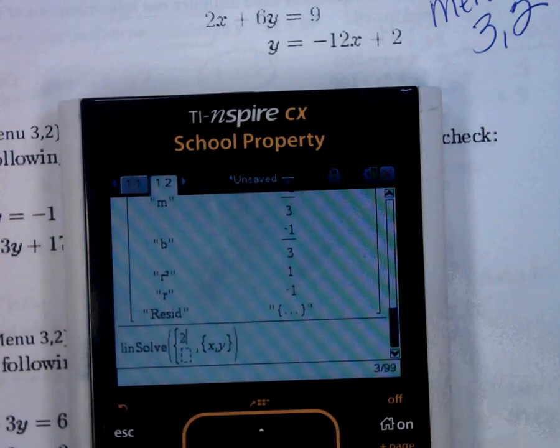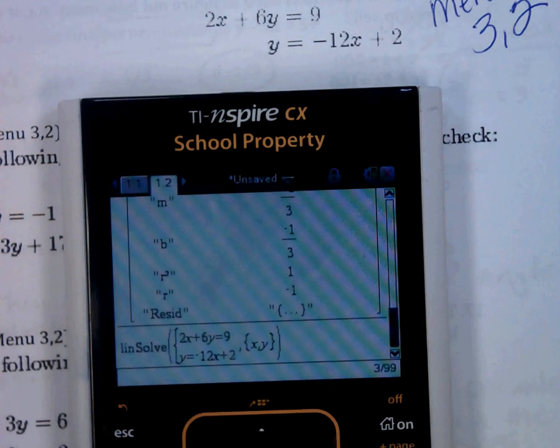2x plus 6y will equal 9. Y equals negative 12x plus 2 is in the wrong spot. So we're going to bring it down. Hit my down arrow and redo that. You know, mistakes are really good because when I make a mistake, you see, I'm not perfect. So if I got to work at it, you got to work at it too. 2x plus 6y equals 9. Y equals negative 12x plus 2.